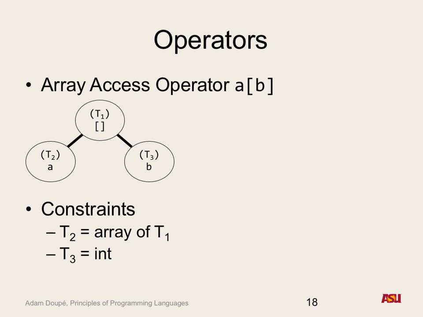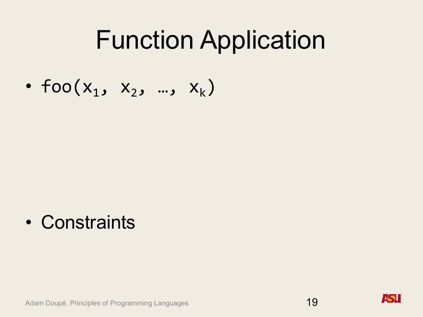And T3 is an int, right? So these are the rules we're building up in our language, and at every usage here, we're going to apply these constraints in order to infer the most general types here. Cool. Now, what about function application?